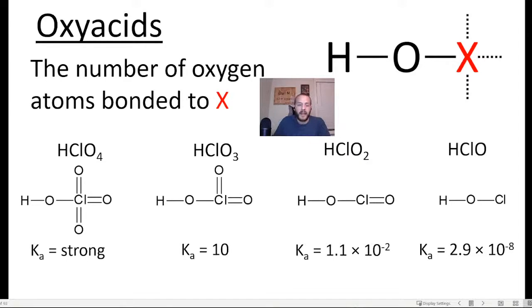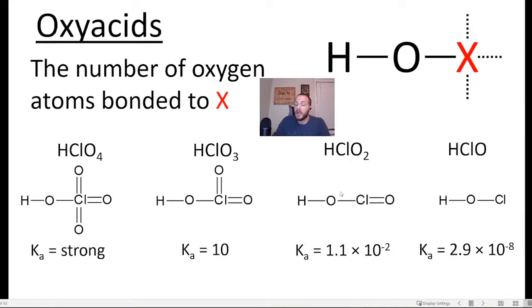It's a strong acid, so it doesn't even really have a Ka value. There's a 100% conversion, a 100% ionization when you add HClO4 to water. And if you have HClO3, where there's one fewer oxygen atom than HClO4, there's a Ka value of 10, right? So it's a significantly weaker acid.